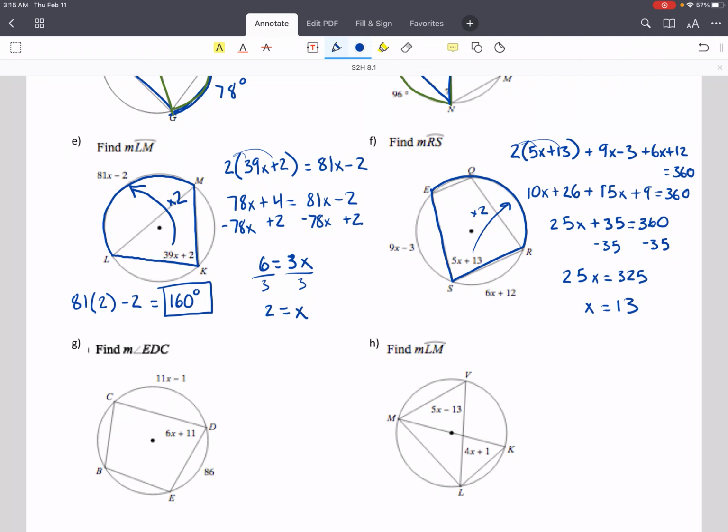And now I can plug into this little arc right here. 6 times 13 plus 12 is 90 degrees.